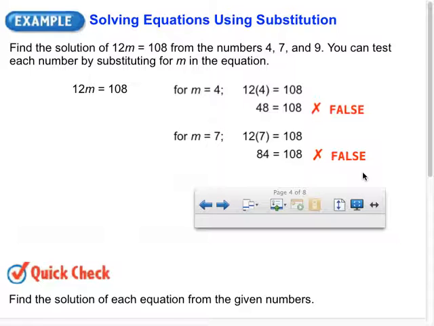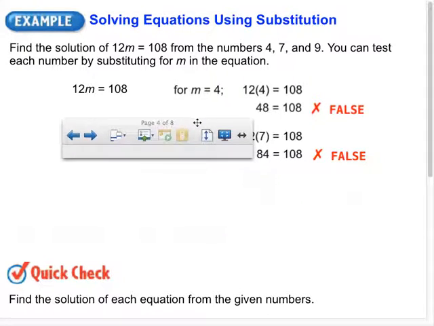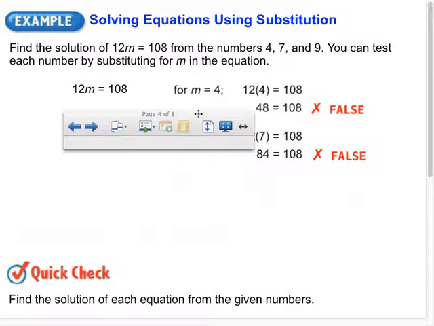So 7 times 12 is 84. That's not equal to 108, so that is not a solution either. And who had 9? Come on, whoever's got 9. Who had 9? I got 108. 108. And that is the solution.